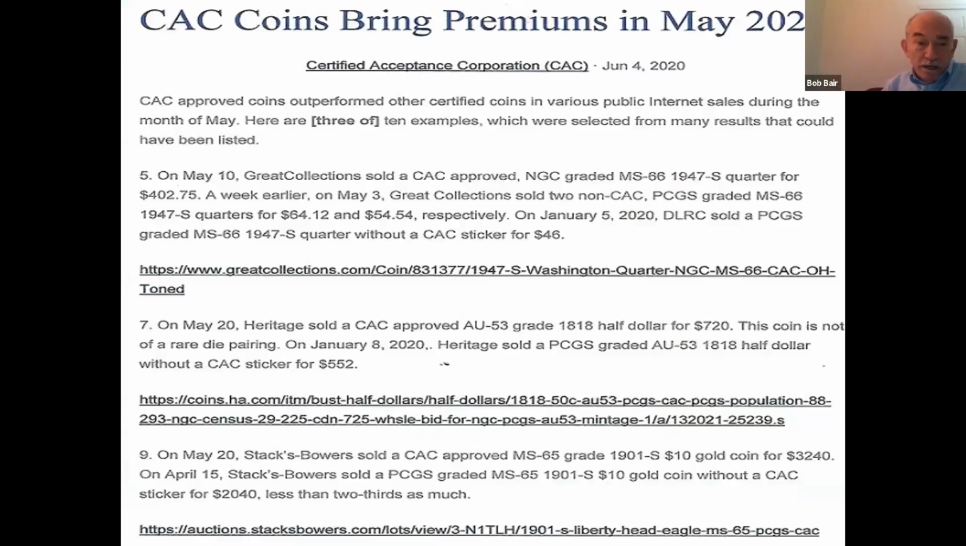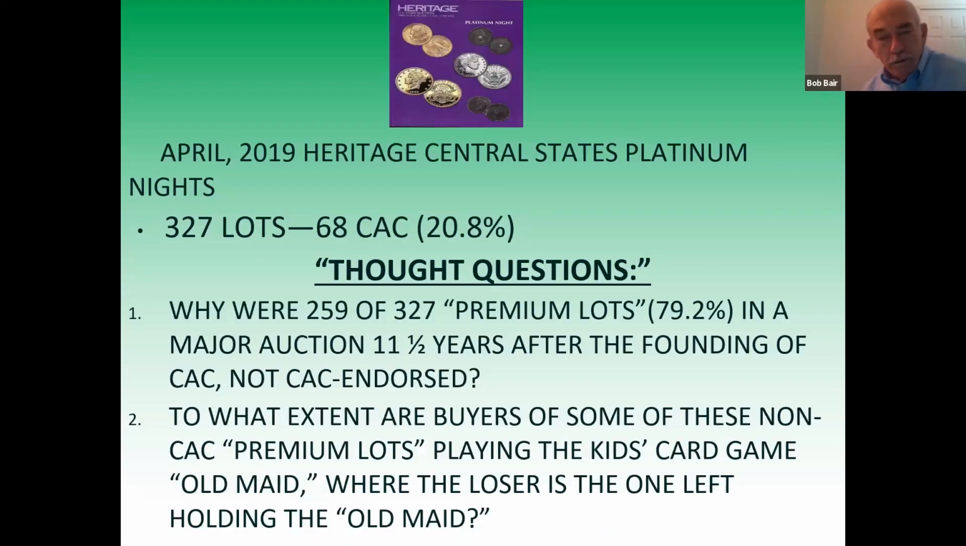Okay, May of 2020. Once again, let's just look at one, number 7 right in the middle of the page. CAC AU53 1818 half, $720. It's not of a rare die pairing. Heritage in January 8th at the fun show: AU53 without a CAC, $552, less money. Same story.